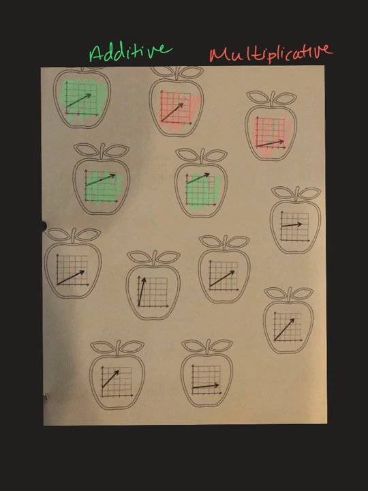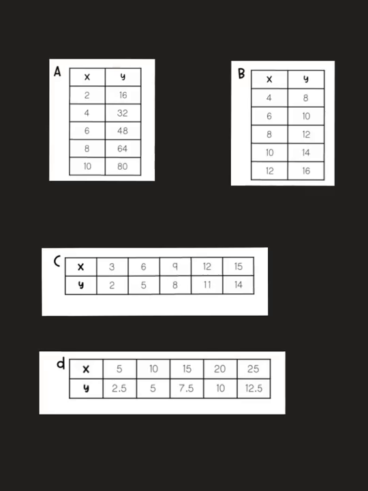Okay, pause it. Try and figure out what ones you think are additive and multiplicative, then unpause and let's check. Okay, I hope you got those right. That's just an easy way, real quick, to tell is it additive or multiplicative. Okay, I want to just look at these and let's see, are they additive, are they multiplicative, and let's write an equation. We're just going to go through this quickly.